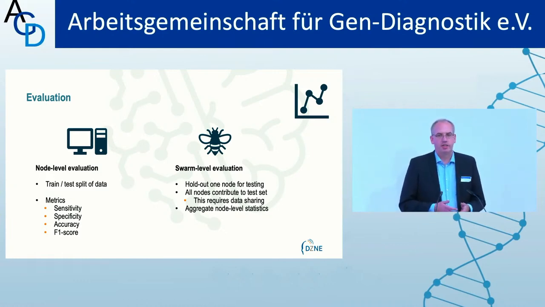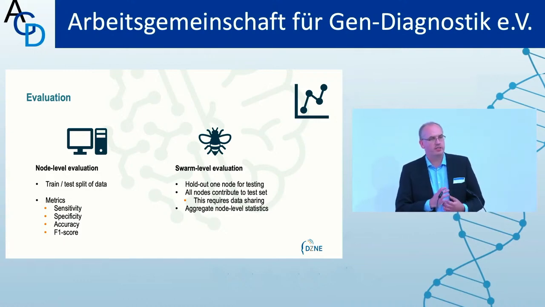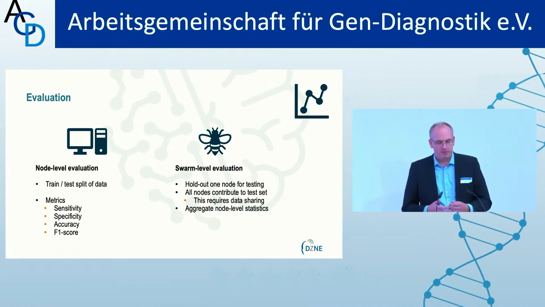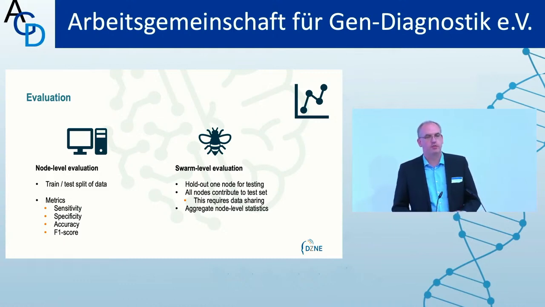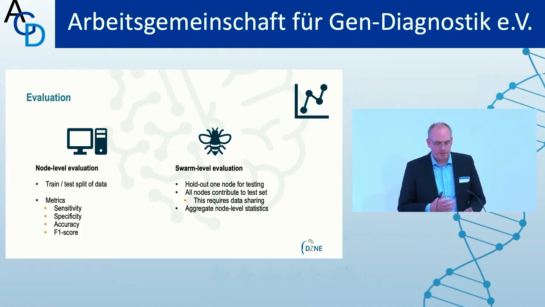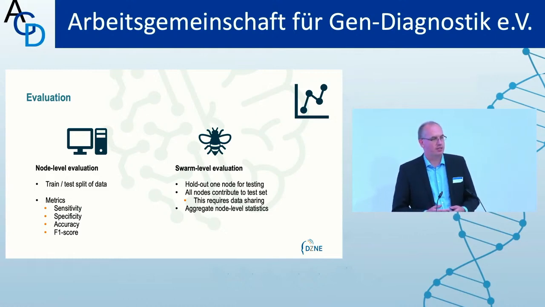We can also do an evaluation on the whole swarm. So we could have different scenarios. In the beginning, in the decoy example I showed you, there we had two holdout nodes. So these were two nodes with data sets that were not used for training, but simply for evaluation. You can also say I collect data sets, or part of the data set, from every node and then do the evaluation on that one, although this might require some data sharing that can be complicated. And lastly, of course, you can aggregate the node level statistics.